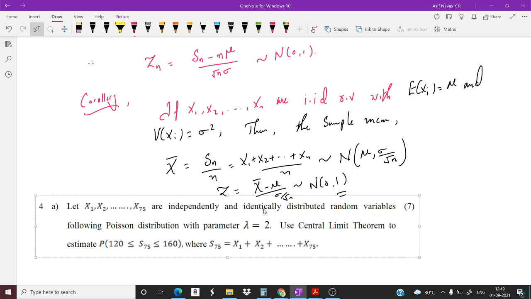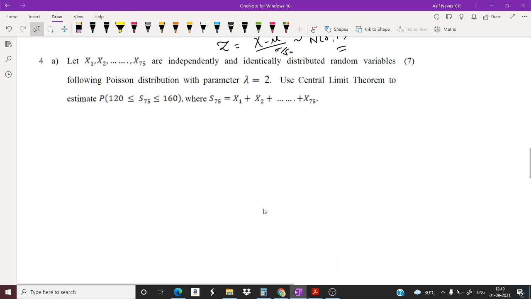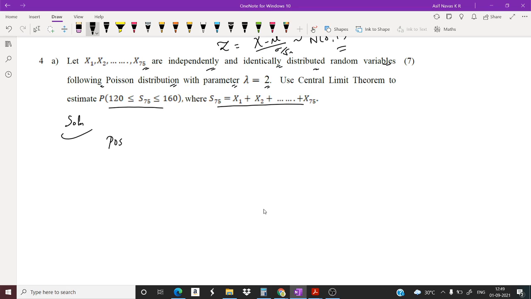So now first we will do a problem. Let X1, X2, etc., up to X75 be independent and identically distributed random variables with a Poisson distribution with parameter lambda. We have to estimate, by using the central limit theorem, P of 120 less than or equal to S75 less than or equal to 160, where S75 is X1 plus X2 plus etc. Here, given Poisson distribution with the parameter lambda.